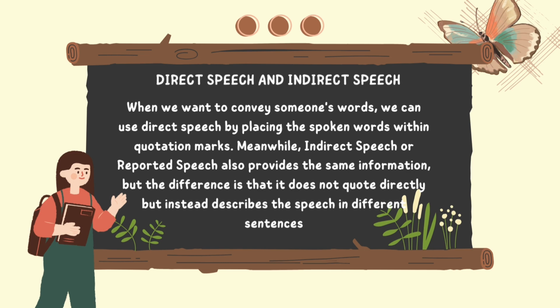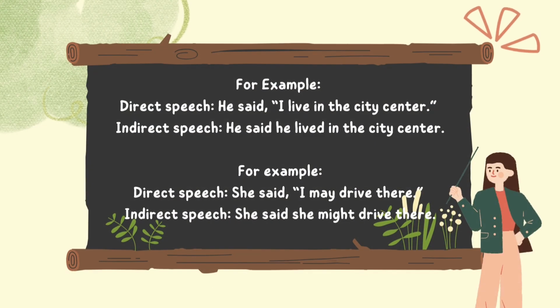In indirect speech, changes usually include changes in pronouns, tense, and adverbs of time or place to reflect a shift in context from the original utterance. For example, direct speech: he said, "I live in the city center." And indirect speech: he said he lived in the city center.